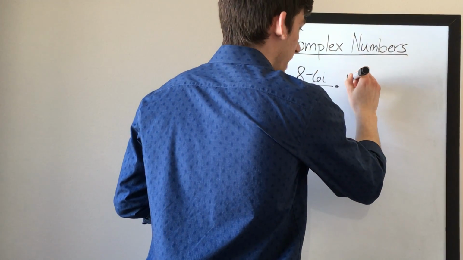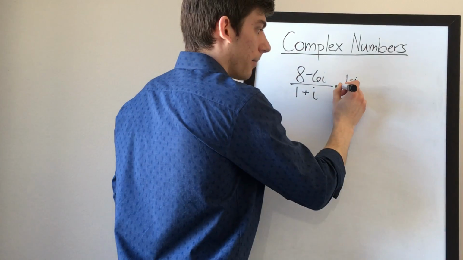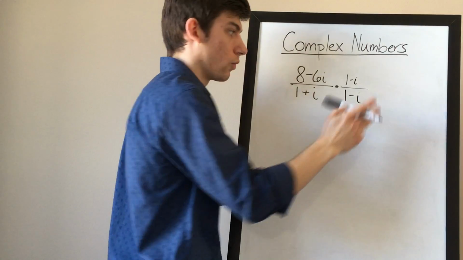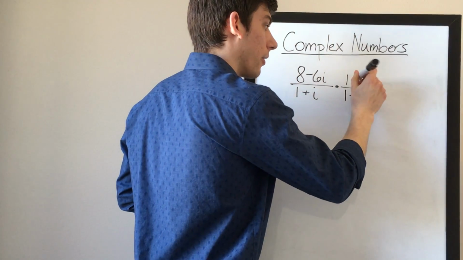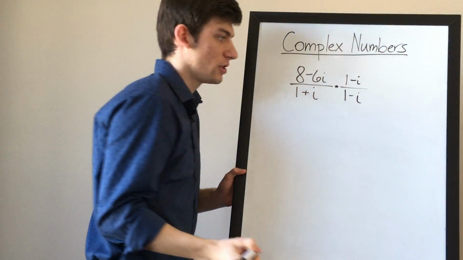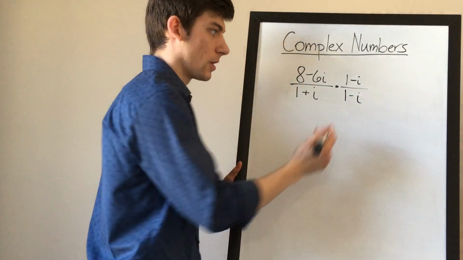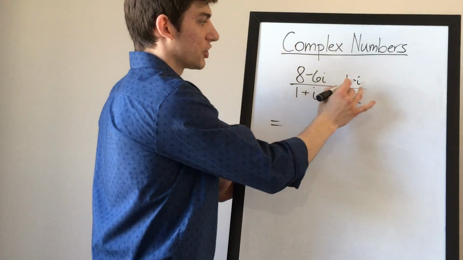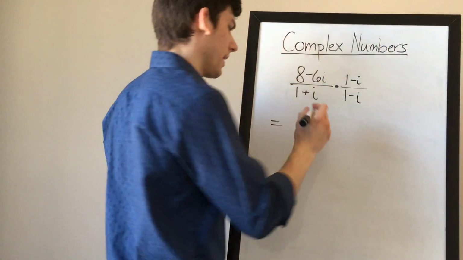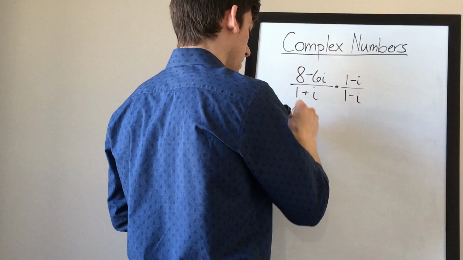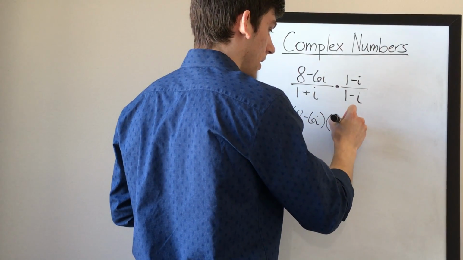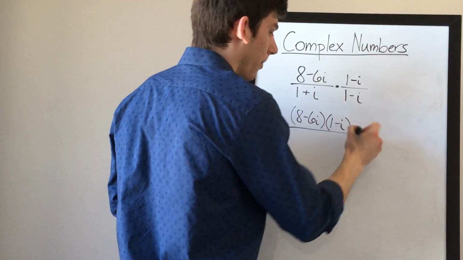That won't change the value of this expression, because I'm still technically multiplying this whole thing by 1. It's something over itself. So I'm not changing the value, but check out what you get when you actually do this operation. Let's just leave the top as is. I don't want to work through that yet, so I'll leave that as (8 - 6i) times (1 - i). But what's on the bottom?